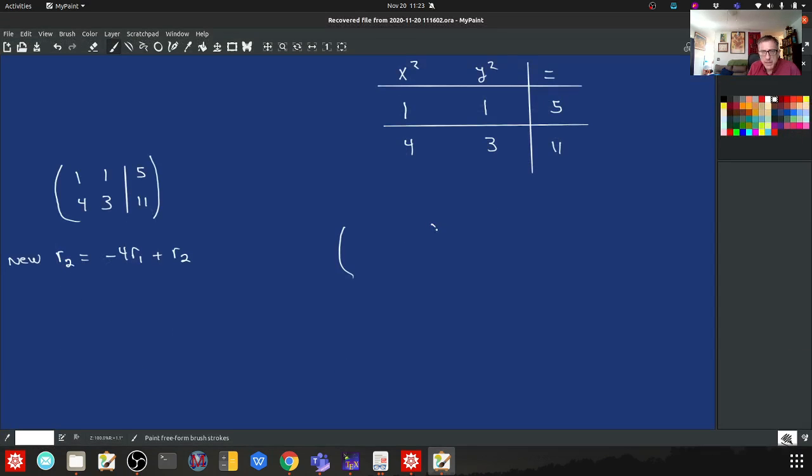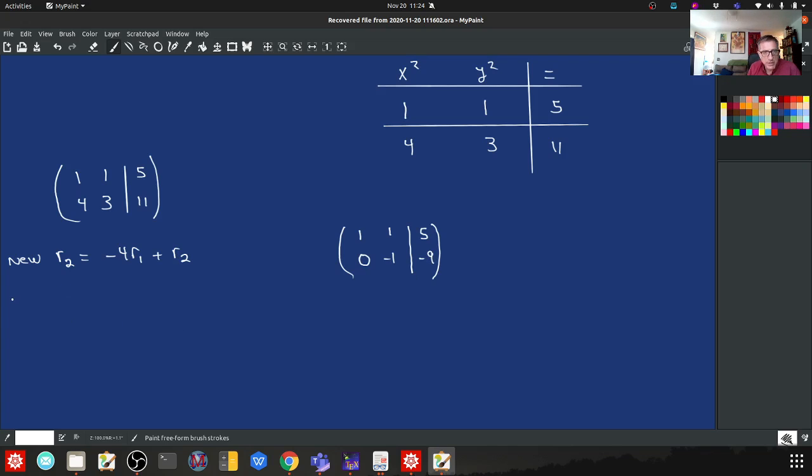So this gives me, we'll go ahead and just write out exactly what our row 1 is. No change there. So minus 4 plus 4 is 0. Minus 4 times 1 is minus 4, plus 3 is minus 1. Minus 4 times 5 is minus 20, plus 11 is minus 9.